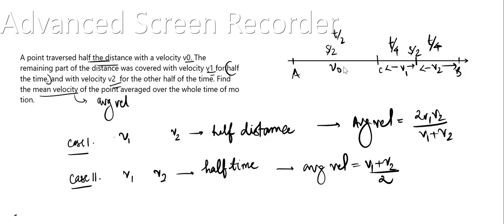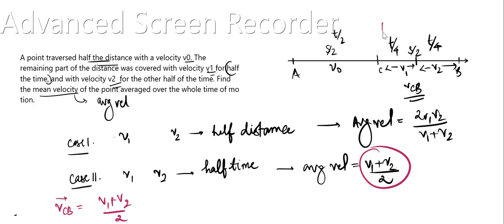So in this question we have to use both of these equations. First let's find the average velocity of this part, that is the part BC. Since it is half time, we have to use this equation. That is v1 plus v2 divided by 2. This is the average velocity of this part.